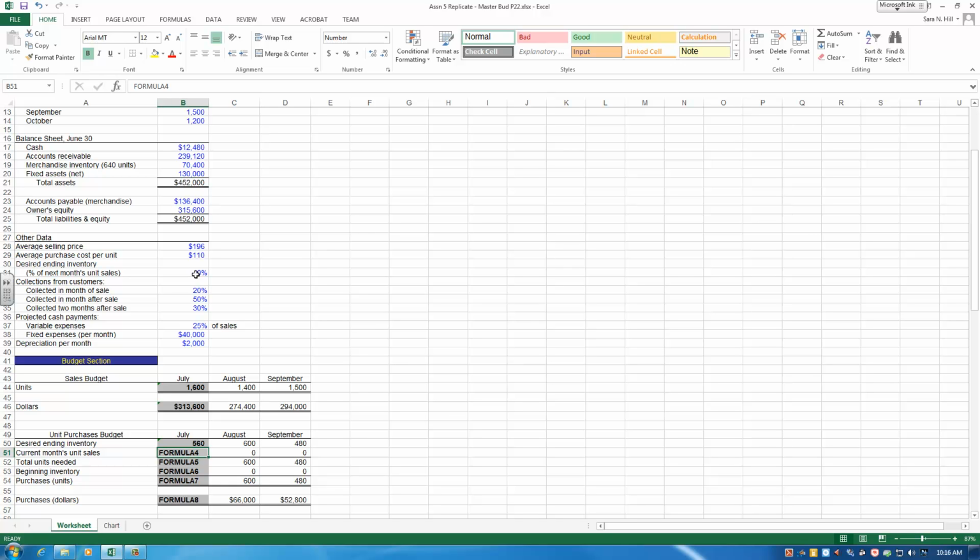Now, when it comes to the current month unit sales, we actually have that above in cell B44, the 1600. So my total units needed would simply be adding the two cells above, B50 and B51. Do a sum formula there.